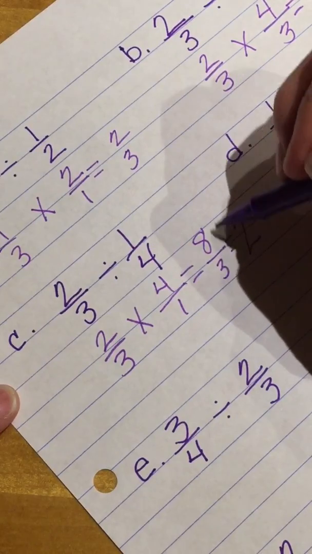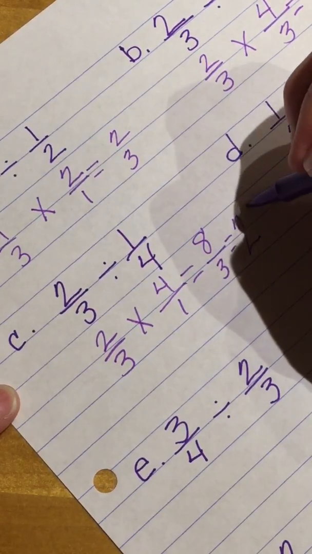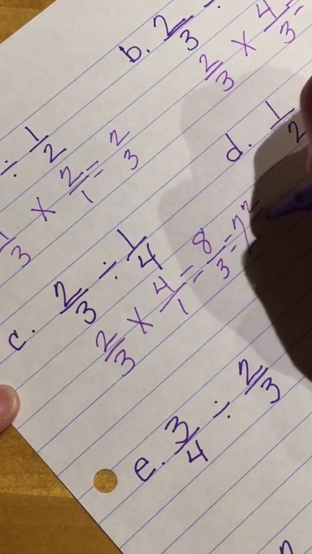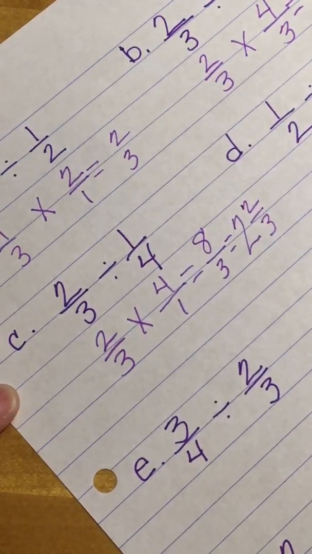2 times 3 is 6. 8 subtract 6 is 2/3. All right, so your answer to that problem is 2 2/3.